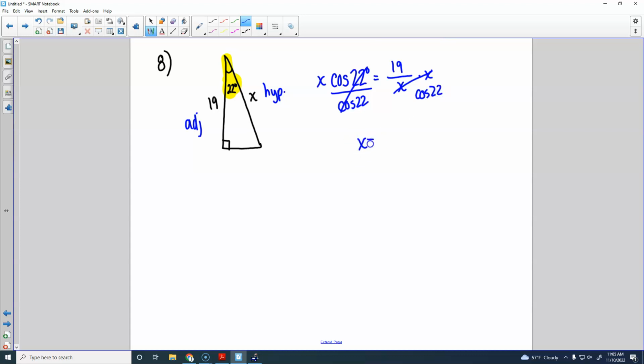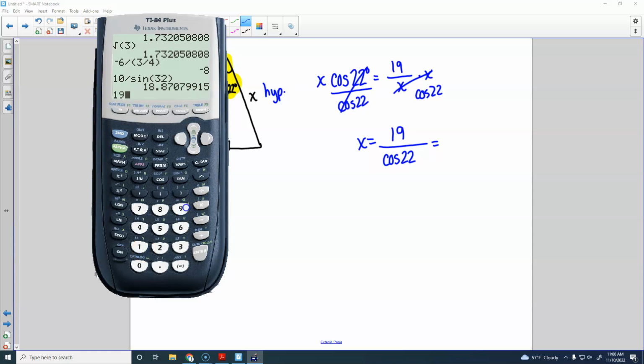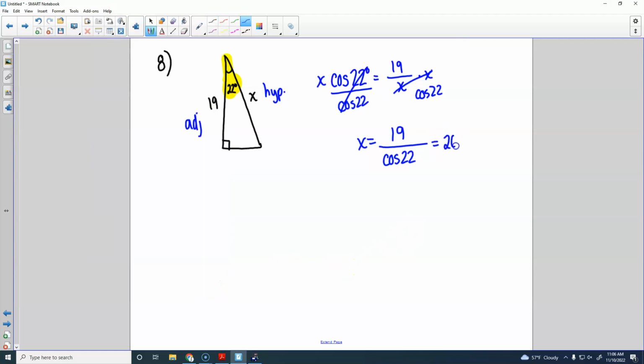So your x is going to be 19 over cosine 22, which if we type into the calculator, is going to give us 20.492. There. So that's the length of your side. It's going to be 20.5 when you look at the answer key, because they round it to the nearest tenth.